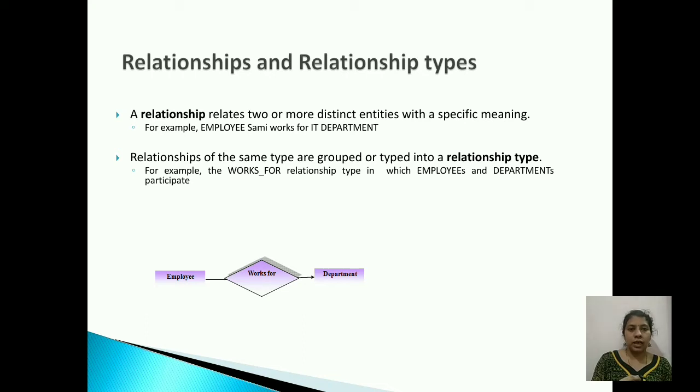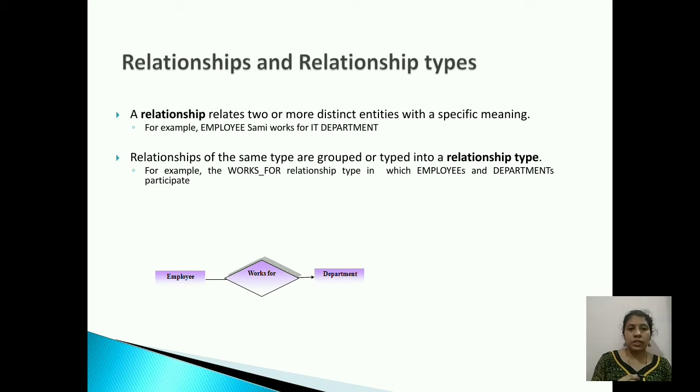Okay, if you take the example here, employee Sammy works for IT department. So here employee and department are the two different entities and works for is the relationship. Okay, so we are saying what is the association or the relationship between two different entities.